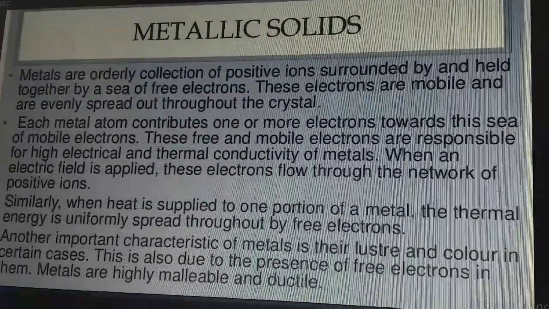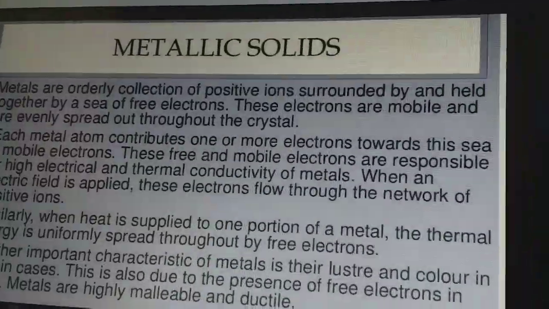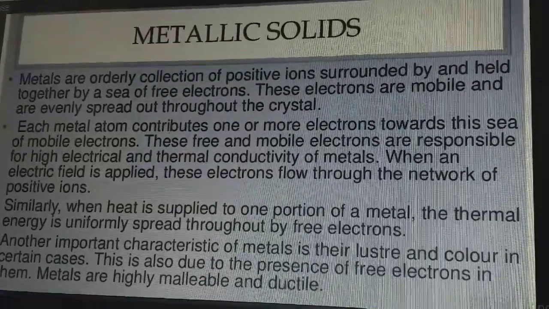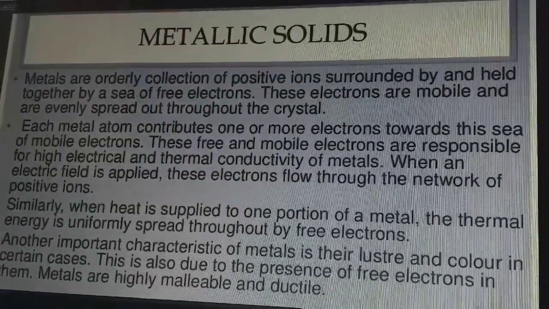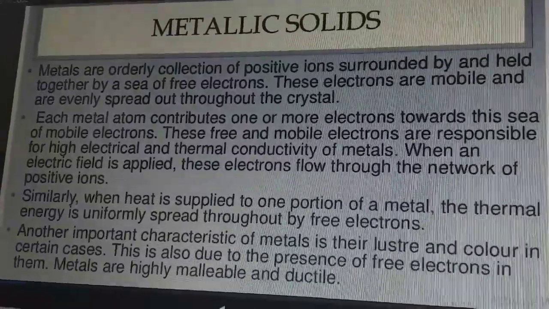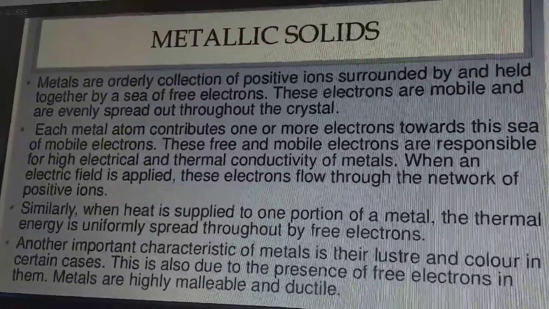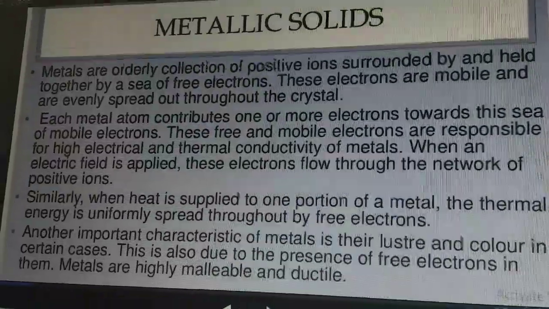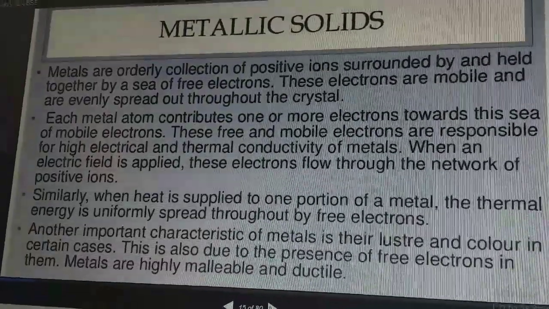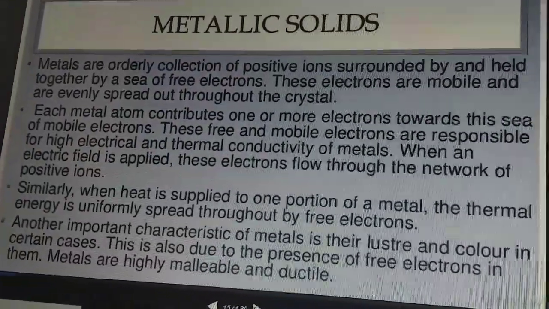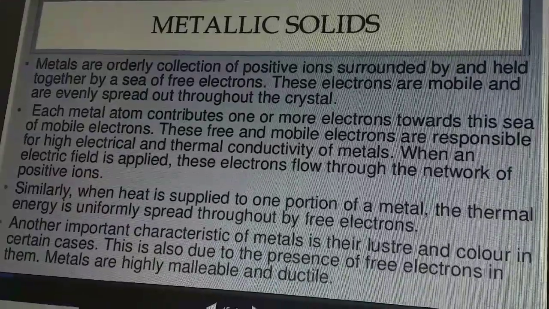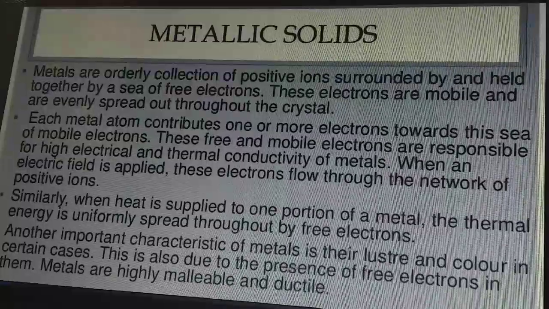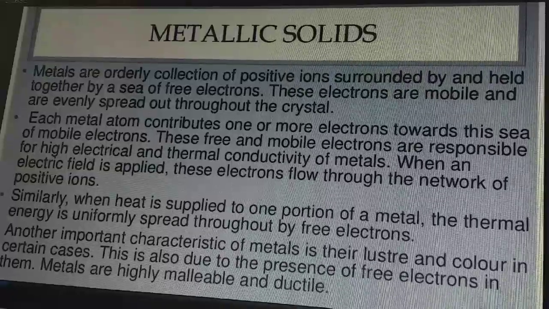I told you already, take a metal atom, suppose iron: it has outer shell electrons, and each iron atom contributes some electrons from the outer shell. Whatever electrons it has, they are donated by each atom, right? And the electrons of each atom are not just near one atom, they are actually mobile, and they form a sea-like appearance. So all the atoms' mobile electrons are forming a sea. Each metal contributes one or more electrons towards this sea of mobile electrons.